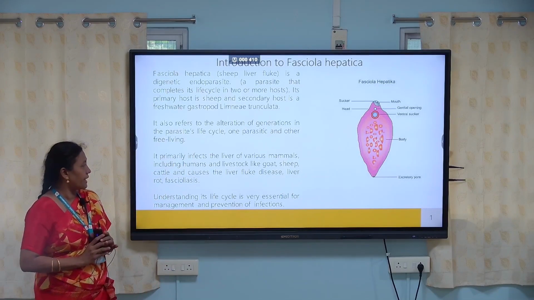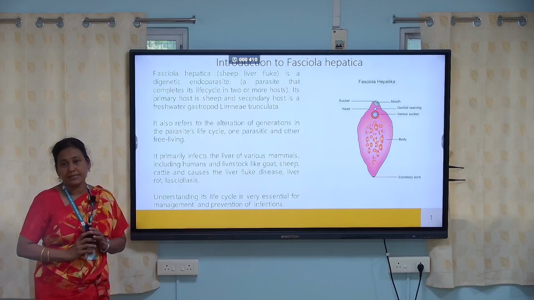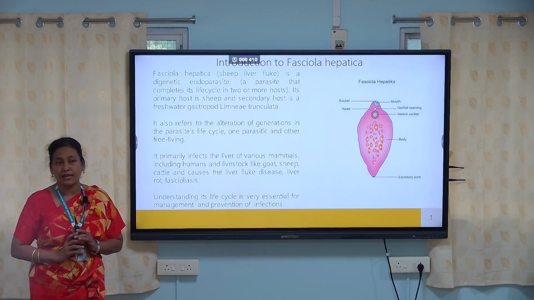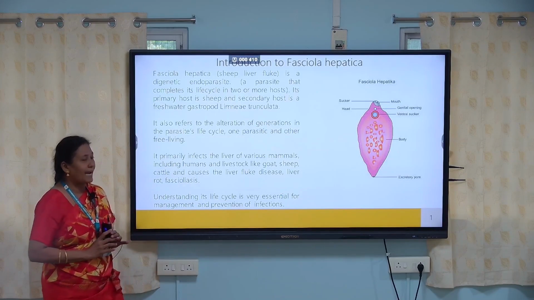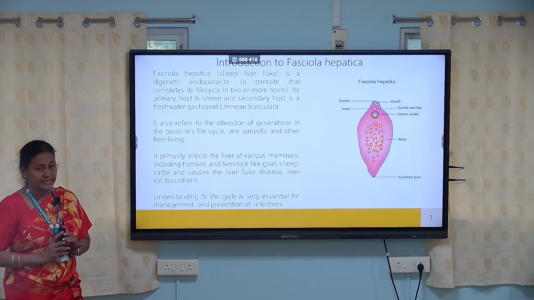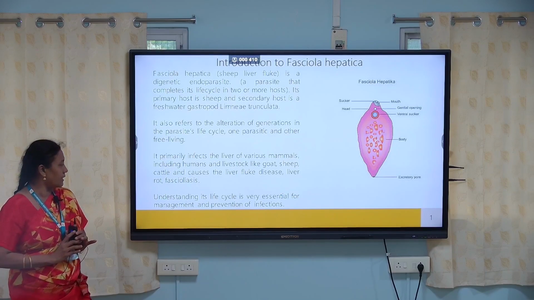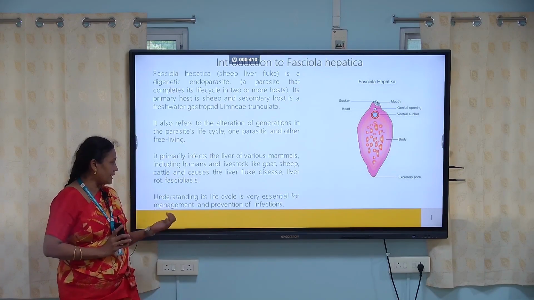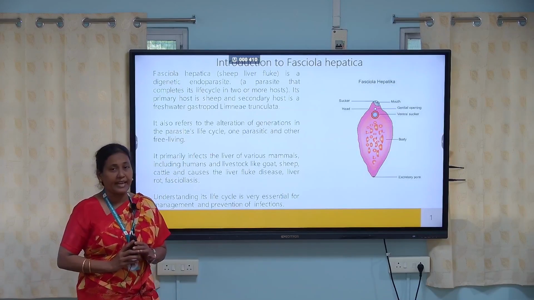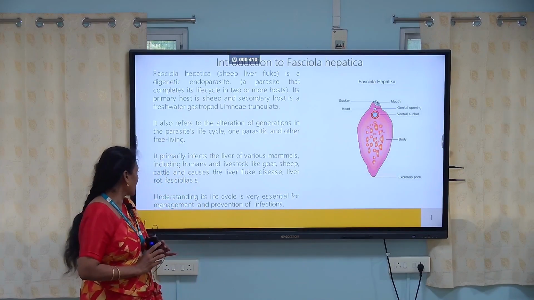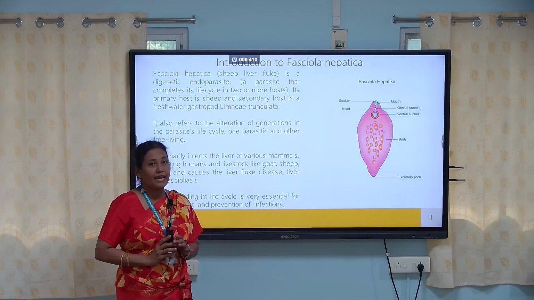It primarily affects the liver of mammals and also livestock like goat, sheep and cattle, and causes the liver fluke disease, that is liver rot or fasciolosis. So, understanding this life cycle is very essential for the management and prevention of the infections.